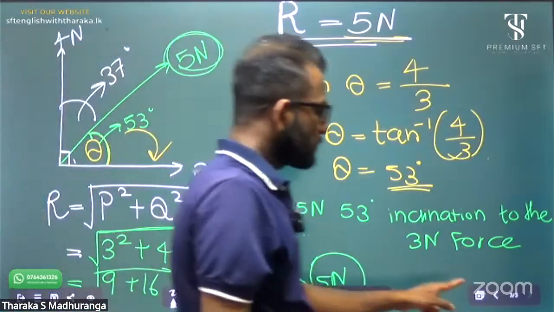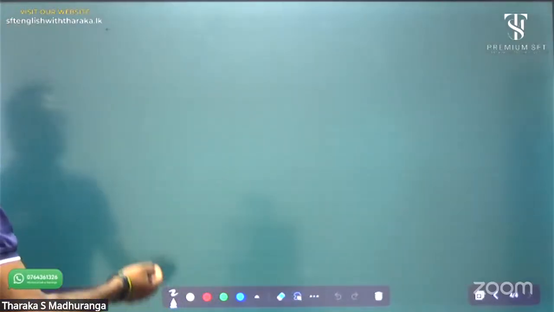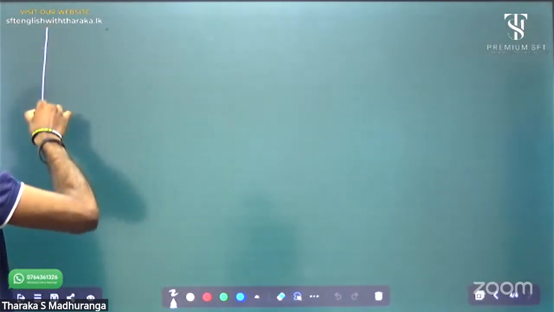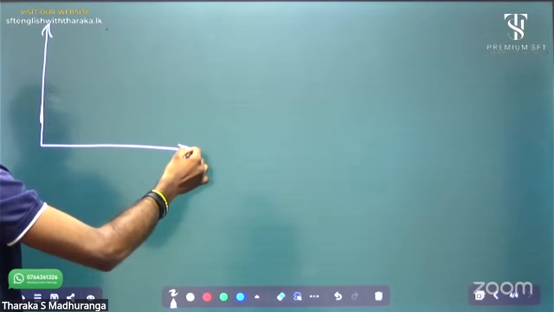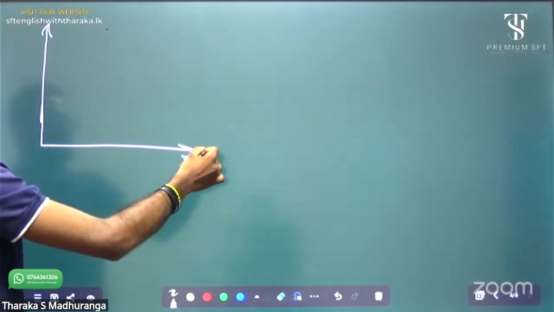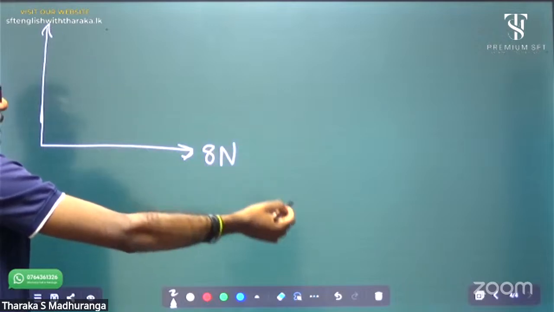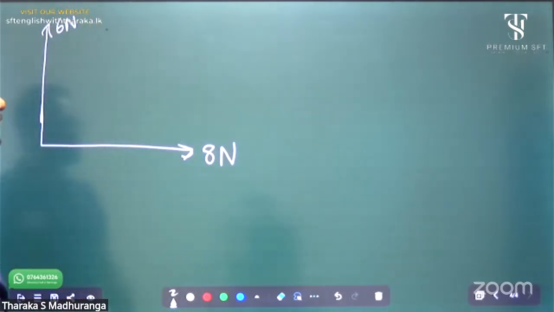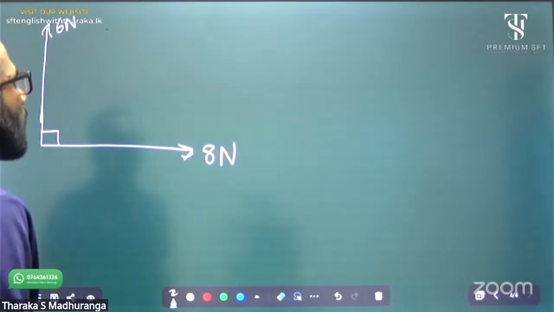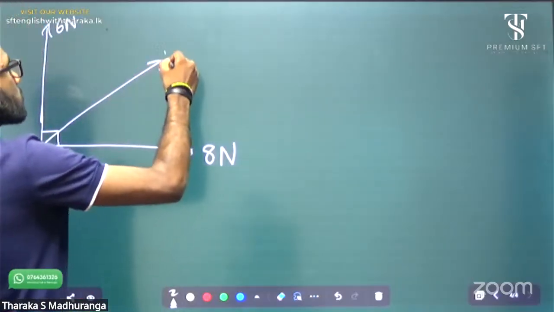Okay, let's do another one to practice. Let's move on to another one. Okay, 8 Newton and 6 Newton perpendicular forces. Get the R magnitude and R direction.